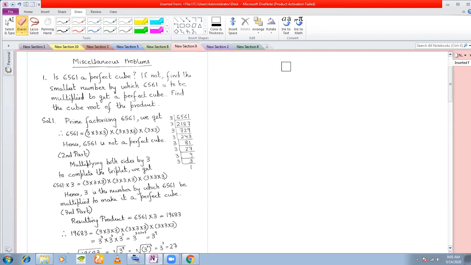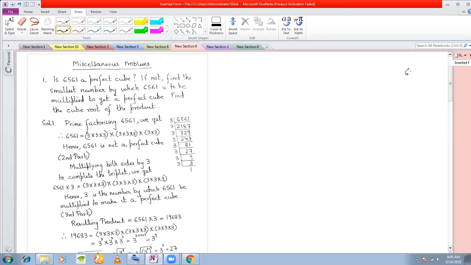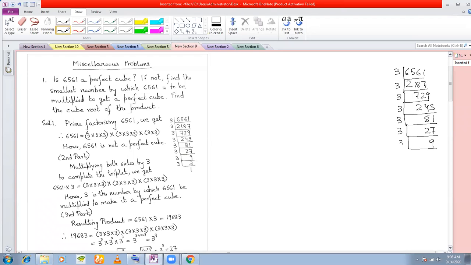So what you do here is you prime factorize 6561. First factor should be 3. Again divide by 3 to give you 729. And again by 3 to give you 243. This number is again divisible by 3, giving you 81. Again this is divisible by 3, and gives you 27. Again this is divisible by 3, again by 3. So you are getting only 3's.